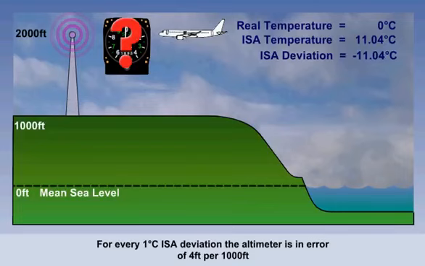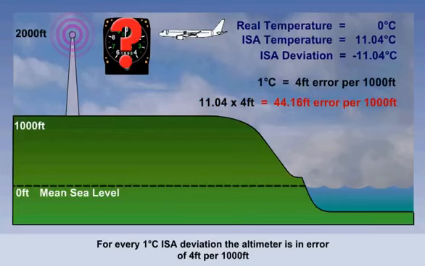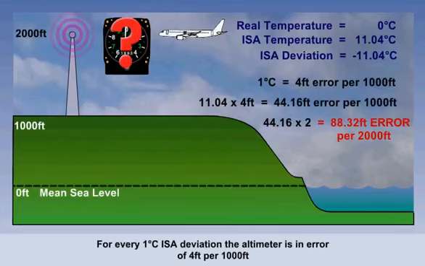From the formula, we see that for every 1 degree deviation we had a 4-foot error per 1,000 feet. But we have an 11.04 deviation. So we multiply 11.04 by 4 feet to give an error of 44.16 feet per 1,000 feet. However, our aircraft is at 2,000 feet, so we must multiply 44.16 by 2 to find the total error in 2,000 feet. Therefore, our altimeter is in error by 88.32 feet.